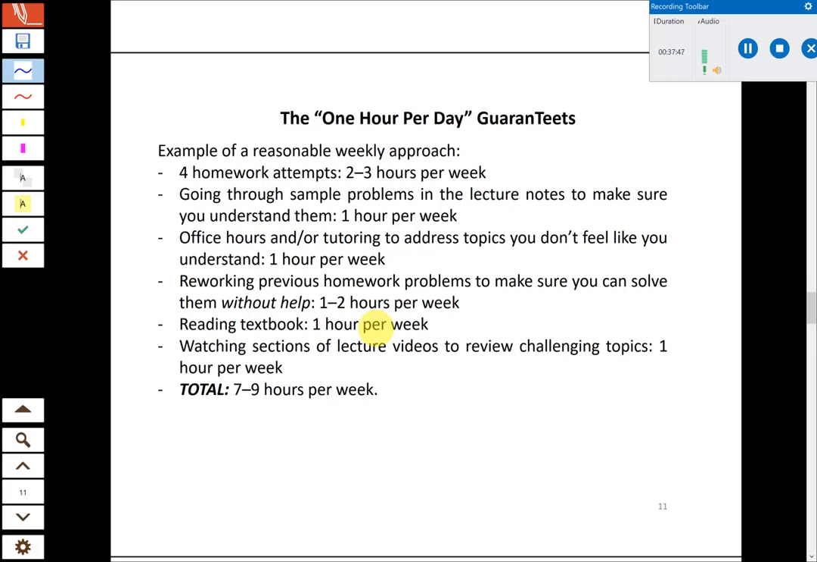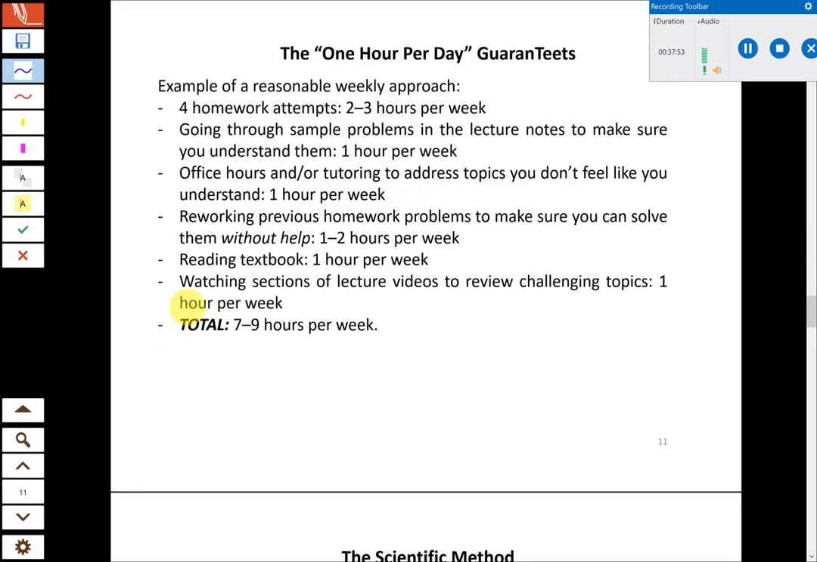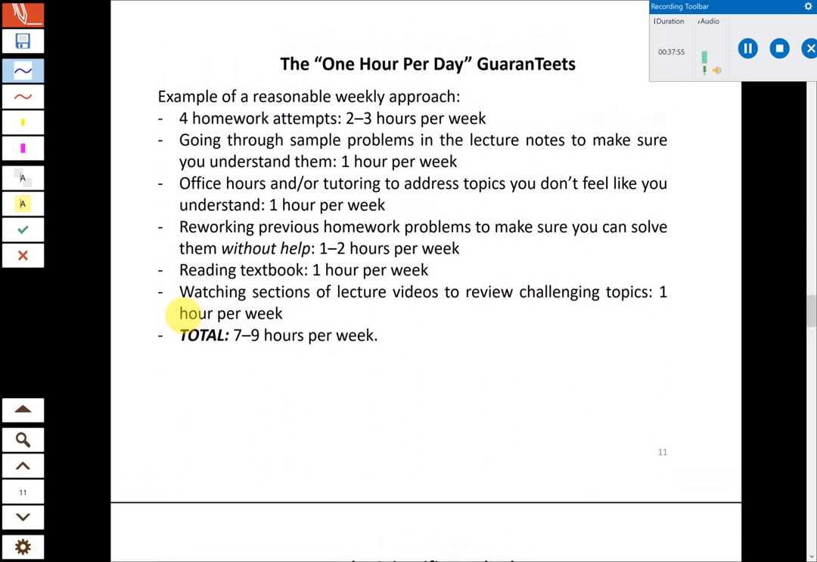That's your 1 hour per day guaranteed, and you're all good to go. So you need to find what works for you, but it's got to be consistent effort, and I'm going to harp on this throughout the semester. All right, so if there are any questions on the syllabus or any questions about how to do well in this course, I'm happy to address those with you anytime via email or in my office, whatever works for you.